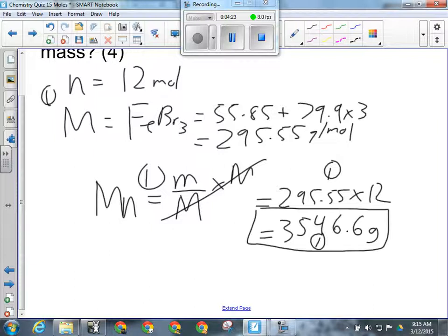A mark for the numbers and a mark here for the answer. Again, it must include units. If they rounded to 3,547, I'll let that go today, but in the future we want 2 decimal places. Questions on that one?